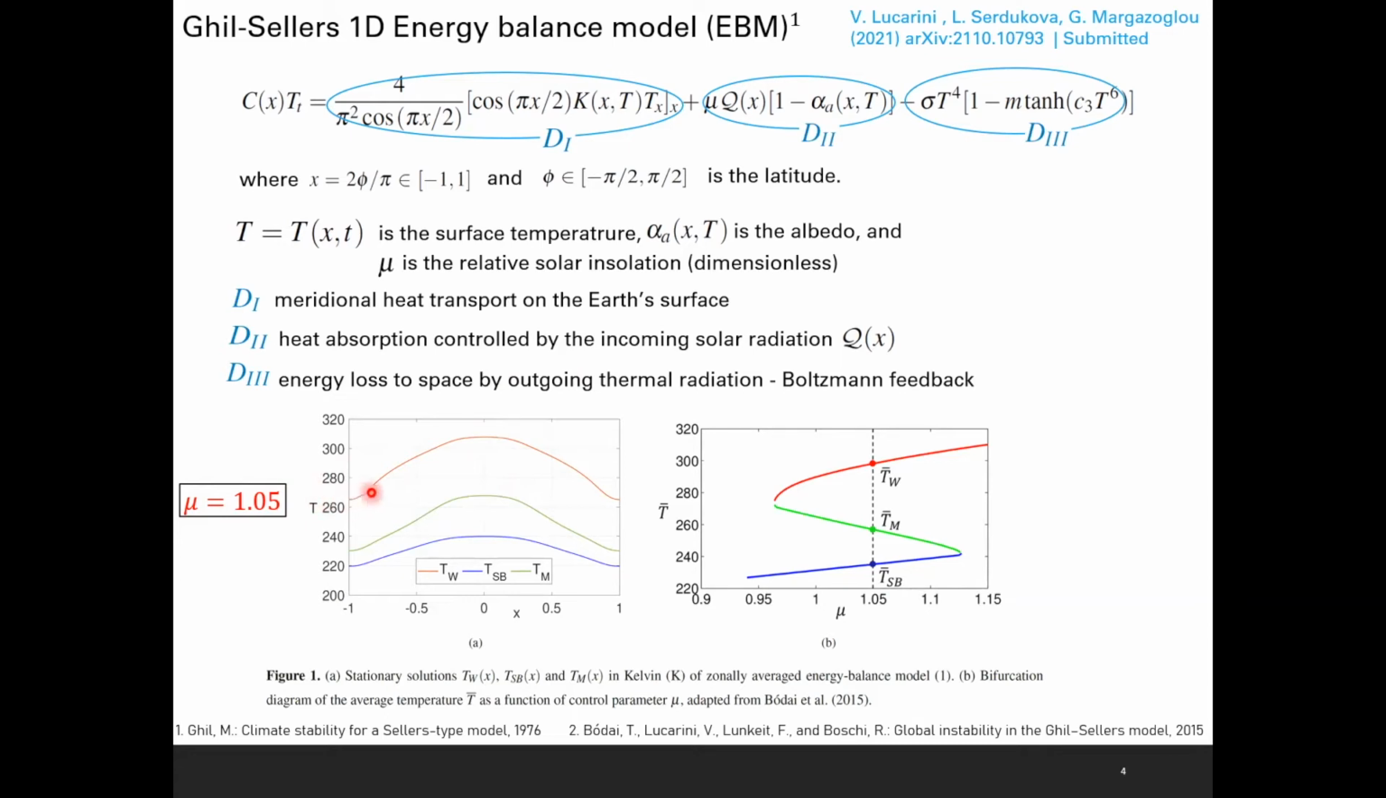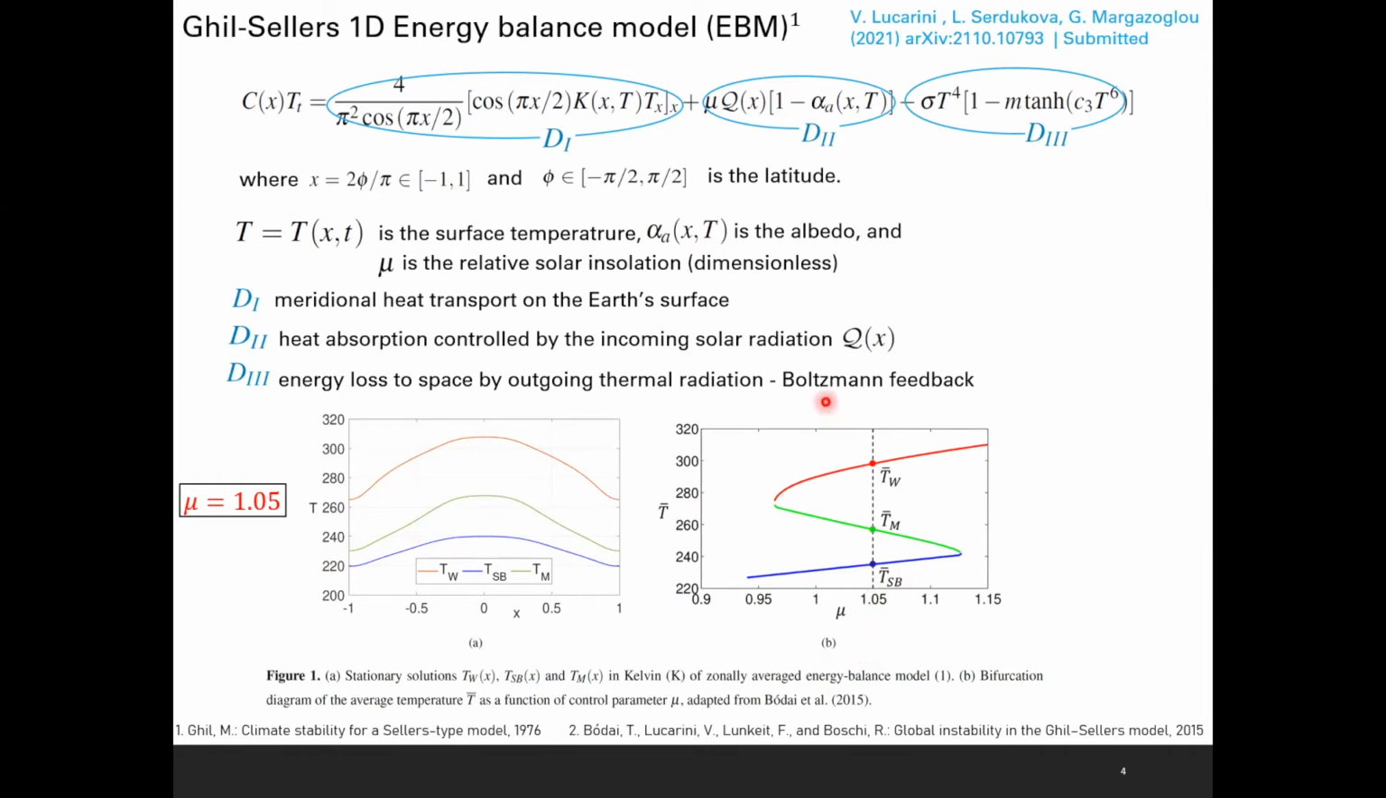If you solve this numerically, you get this profile of temperature as a function of the parameter x. For 0, this is the equator, which you see is warmer. Temperature here is in Kelvin, and the poles are, of course, colder. This is the distribution of the warm state, this is the distribution of the edge state, the unstable one, and this is the distribution of the snowball state. And if you do a similar plot as before for this particular model, you get a bifurcation diagram for the chosen setup.